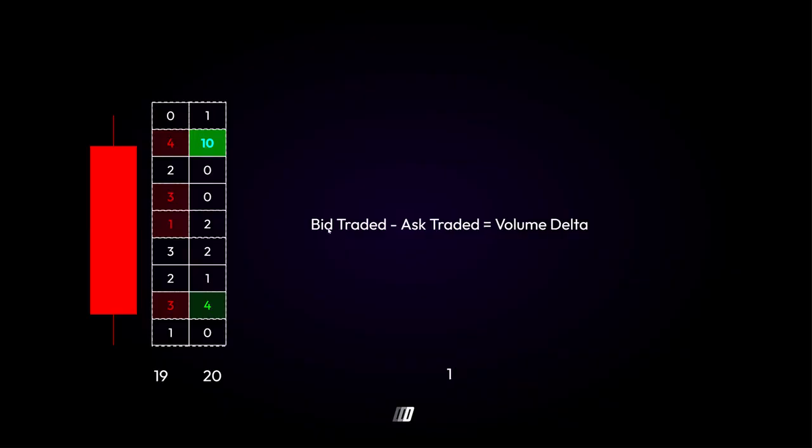If you do ask traded minus bid traded, you get the volume delta. So you take all the bought minus all the sold aggressively, and you get this. That's volume delta. Delta is answering the question: who was more aggressive? Who was the predominantly aggressive participant inside of this candle, and by how many contracts? By how much? Well, 1 over around 40 contracts, it's not a lot, right?